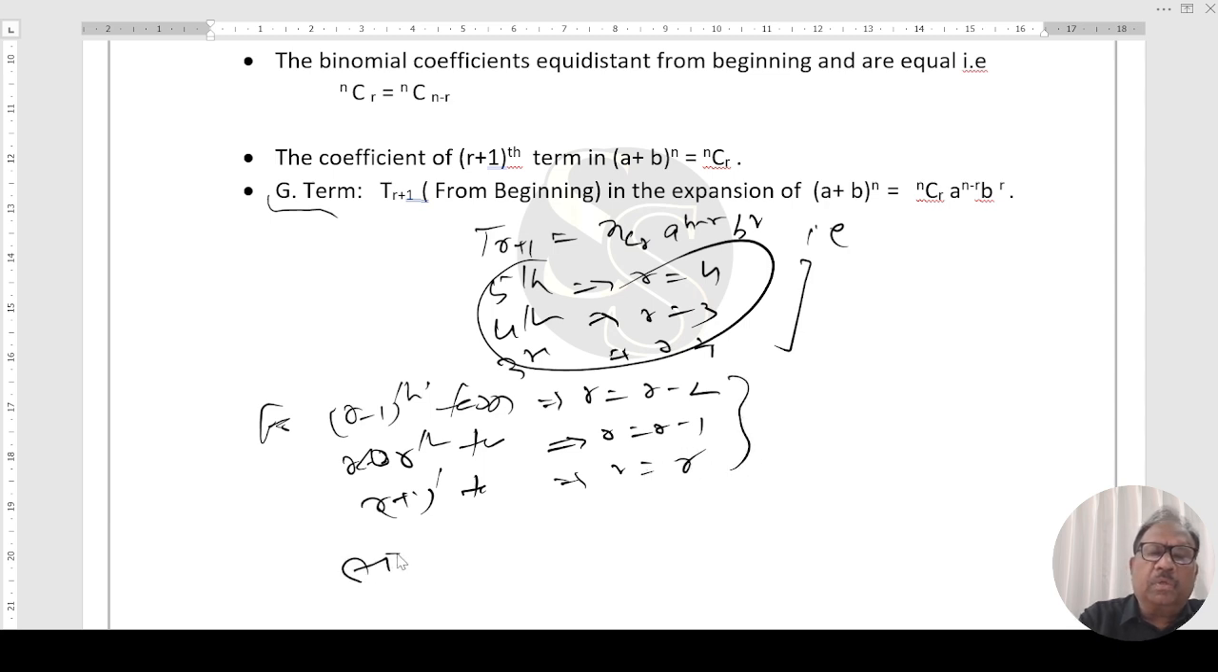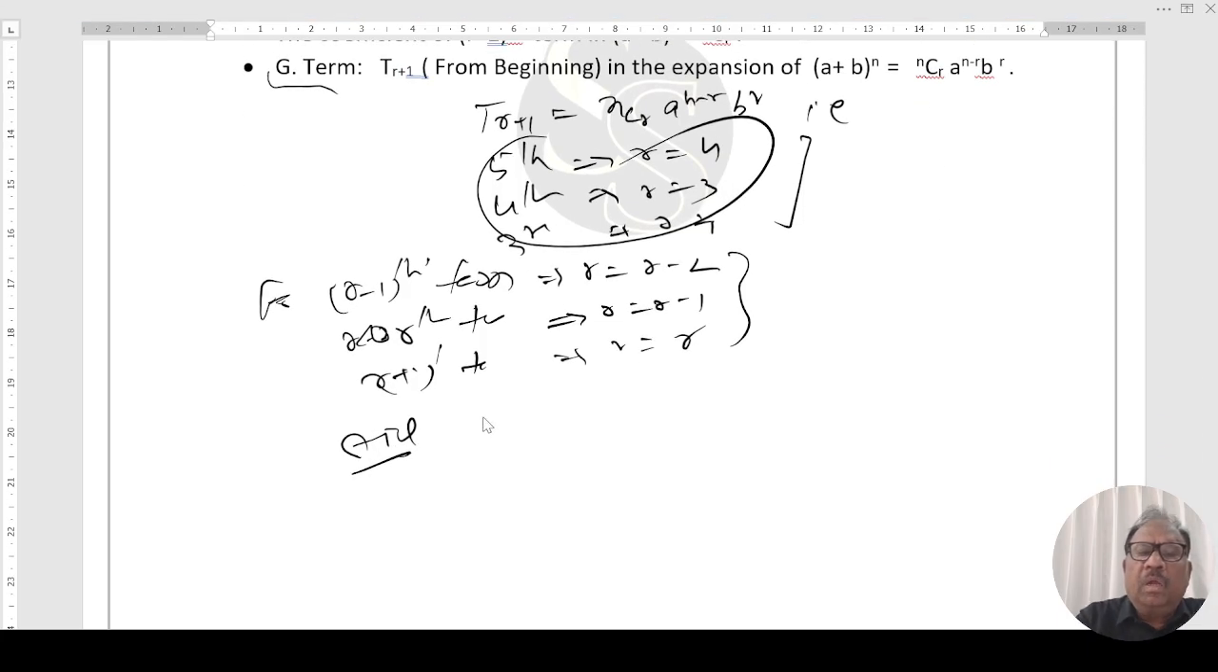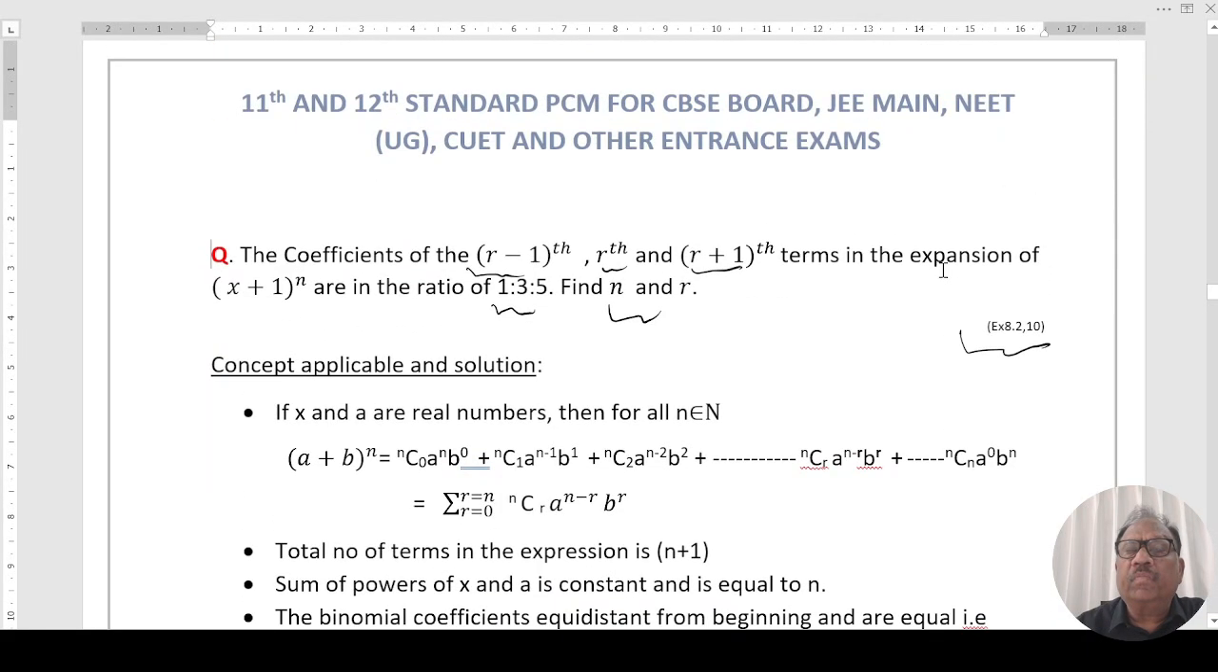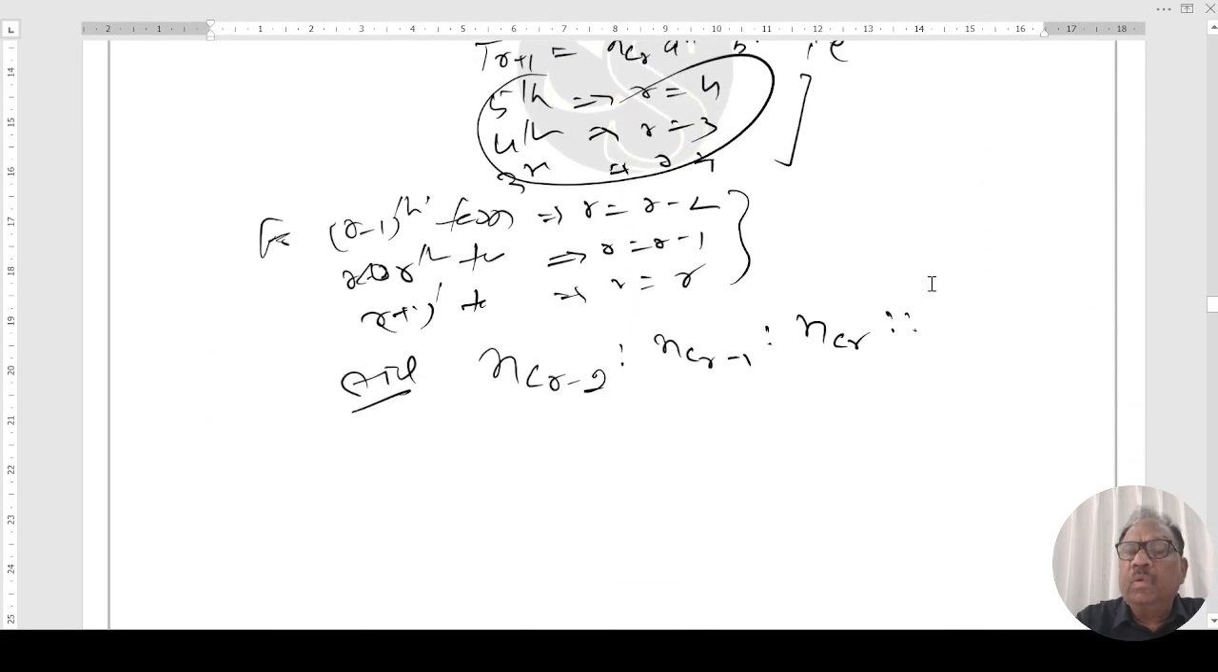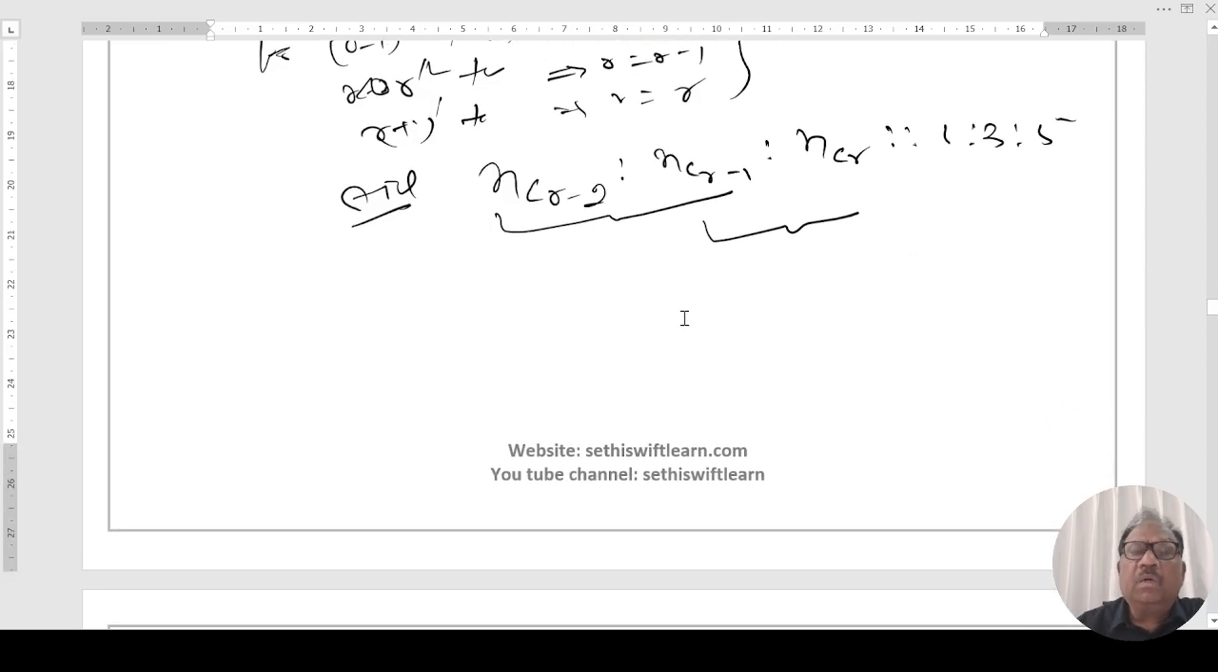Now according to question, coefficients of these terms nC(r minus 2) is to nC(r minus 1) is to nCr is to 1:3:5. We will break down two equations. One by this and another by this. We will solve the two equations and find the value of n and r. Right?